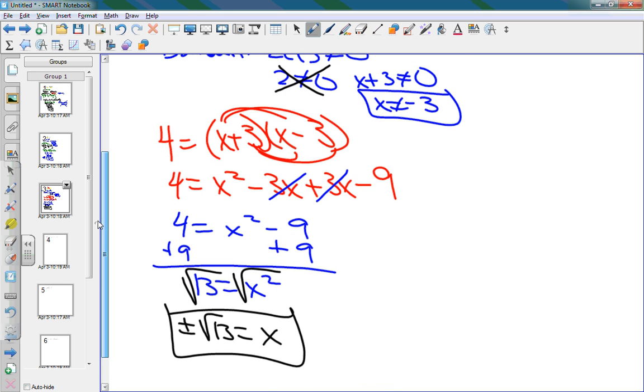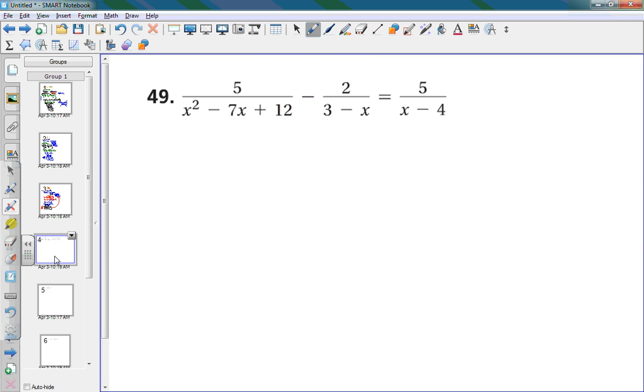Now, is this a possible answer? Yes, because check it out. My only restriction is that x cannot be negative 3. But is that my answer? Nope. So therefore, that is the answer. We good? Yep.